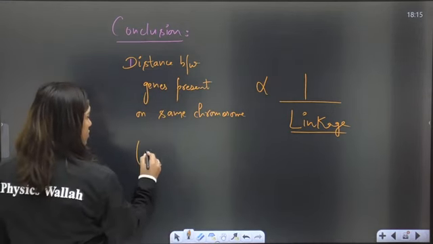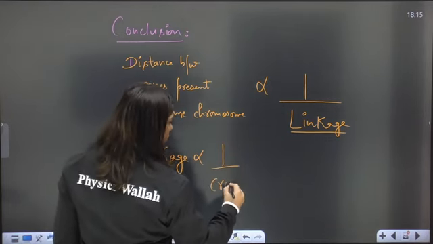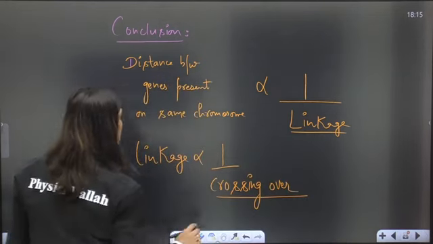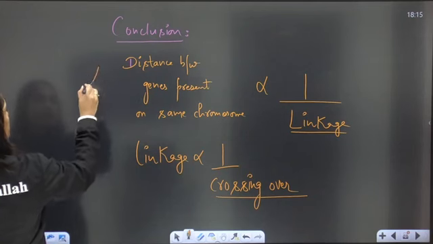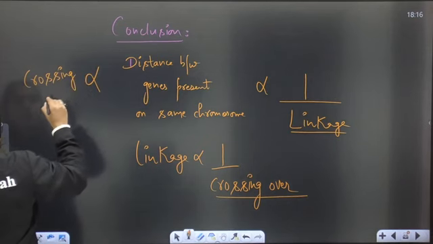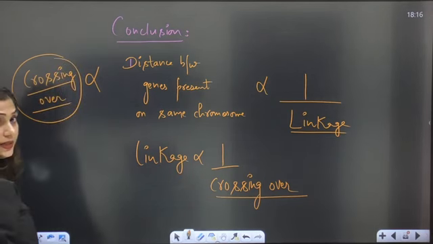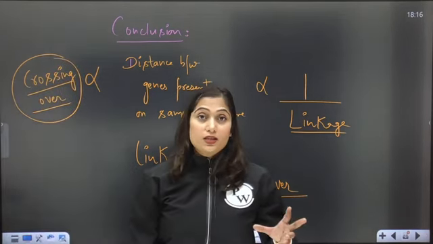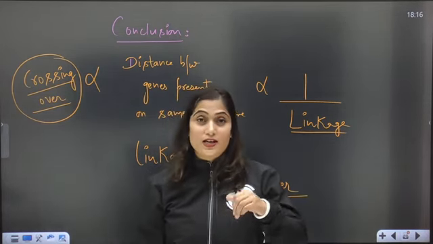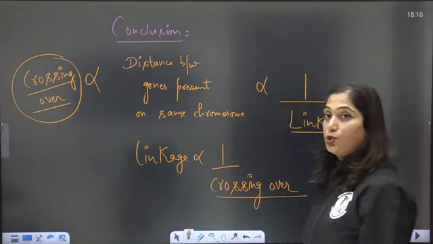And linkage is inversely proportional to crossing over, because the distance between genes present on the same chromosome is directly proportional to crossing over. The more they are distant from each other, the more will be the chances of crossing over. That means where there is more linkage, there are fewer chances of crossing over, and where there is crossing over, there is less intensity of linkage. Okay, so this was the conclusion of Morgan's experiment.